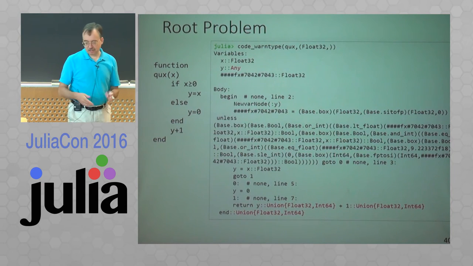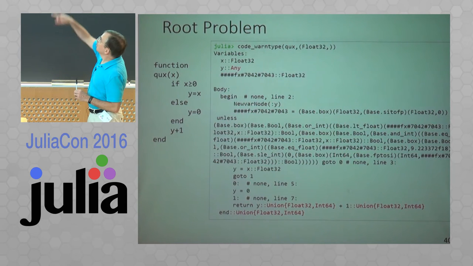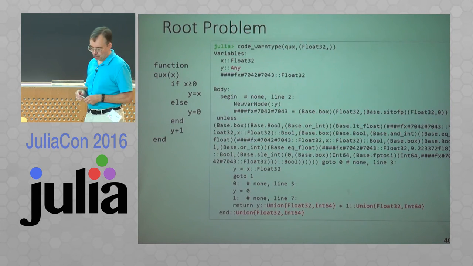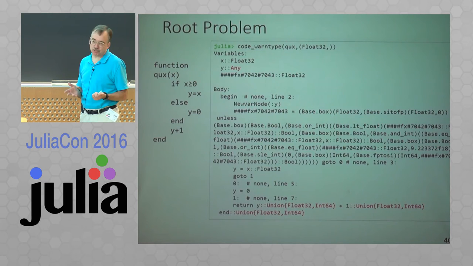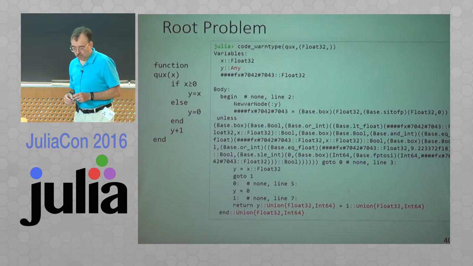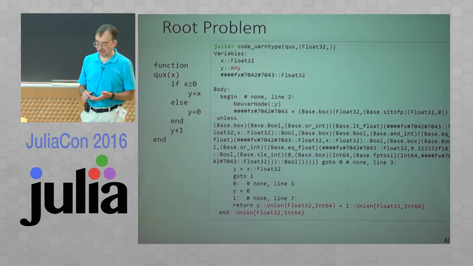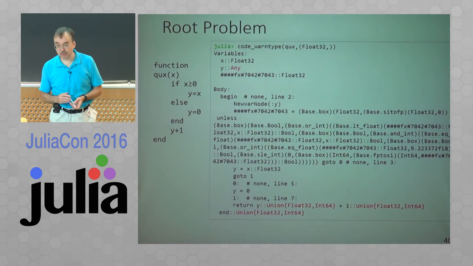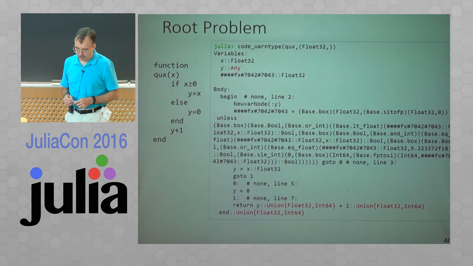The root problem here is that, as Jeffrey says, the zero is always an int, but if x is a float, then I have this funny merge where the type of y depends upon which branch is taken. If x is greater than or equal to zero, y is going to be the float, and if x is negative, y is going to be the int. And so that makes the type of y uncertain.